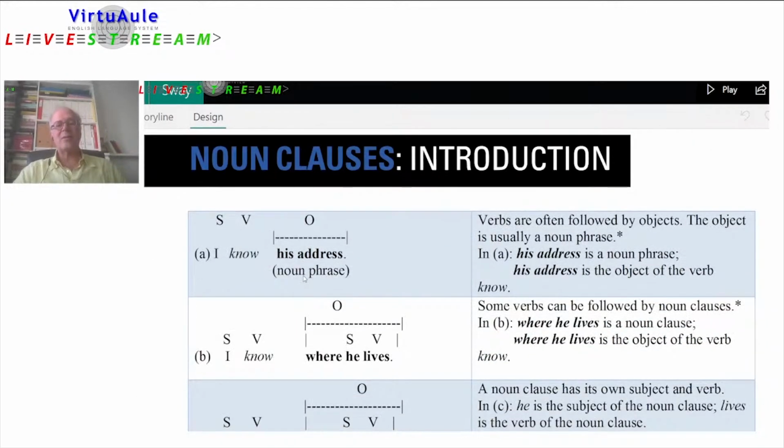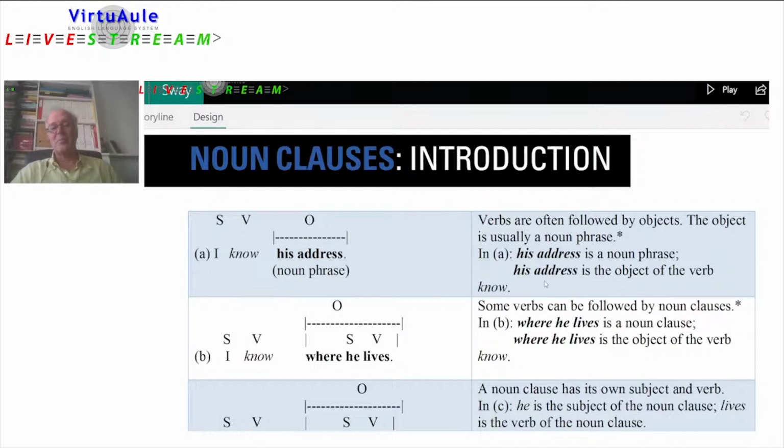Let's look at the noun clause introduction. Here we have A: I know his address. I is the subject, know is the verb, his address is the object. Verbs are often followed by objects. The object is usually a noun phrase. A noun phrase is the noun with any word that might be before it, an article, a possessive pronoun, determiner. It's the words that make up the object. In A, his address is a noun phrase, the object of the verb.